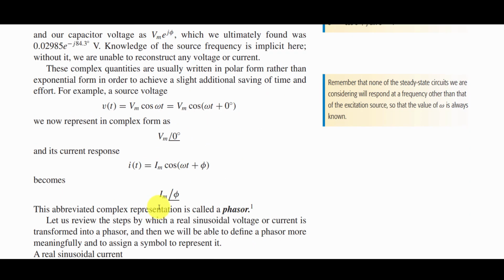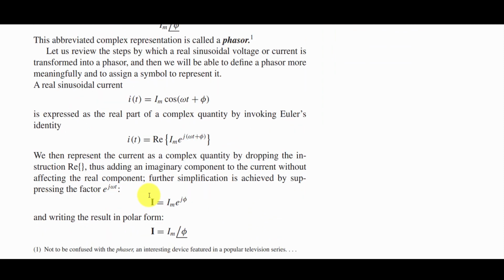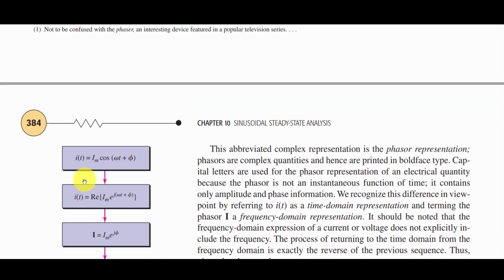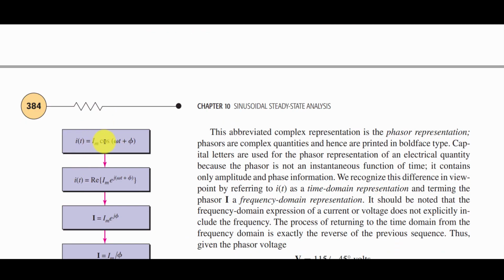And if we have a current Im cos(omega t + phi), we can represent this current in complex form as Im angle phi, and this complex representation is known as a phasor. The transformation steps are: if you have a sinusoidal voltage or current, make sure it's in cosine form. If it's in sine, subtract 90 degrees to make it a cosine.